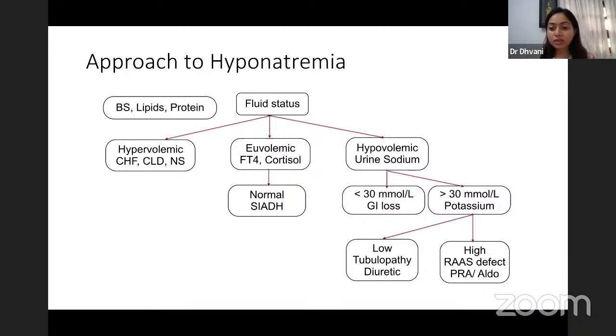And in hypovolemic patients, one needs to look at the urine sodium. If it is less than 30, then we're looking at GI losses. If it is more than 30, then we need to look at the serum potassium level, which if low, we're looking at tubulopathy or diuretic use. And if it is high, we're looking at RAS defect.